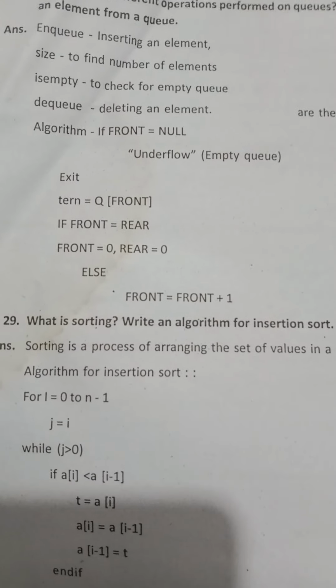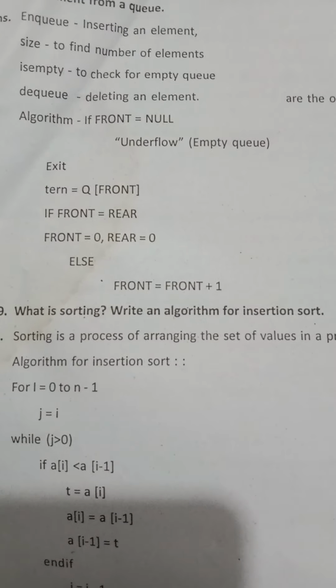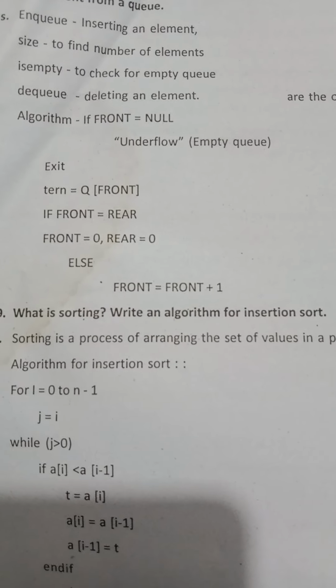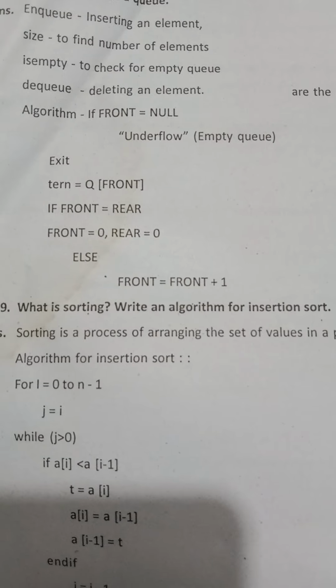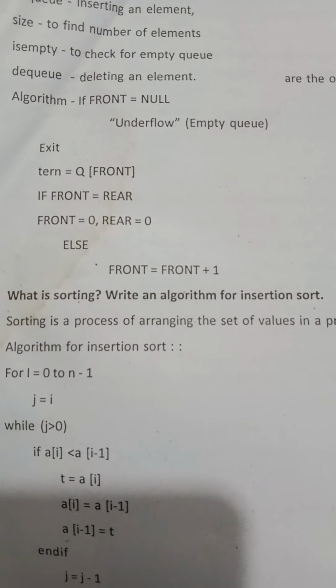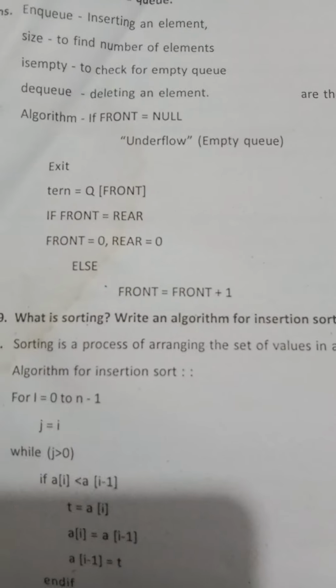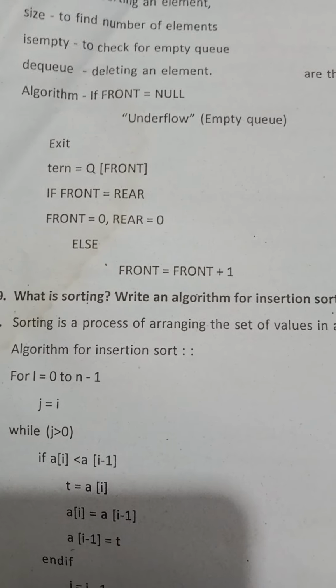Answer. Enqueue is for inserting an element, size is to find the number of elements, isEmpty is a function to check whether the queue is empty, and dequeue is for deleting an element from the queue. So these are the different operations on the queue. That is enqueue, size, isEmpty, dequeue.